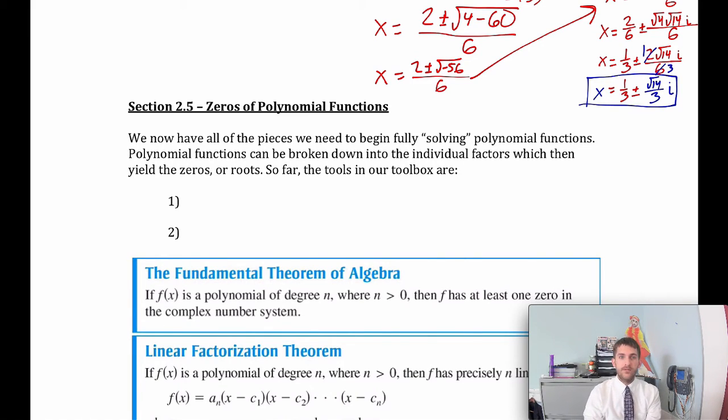Section 2.5 is all about zeros of polynomial functions. We're going to do some things we've done in the past. We're also going to expand on it a little bit. So we've got all the pieces we need to begin solving.